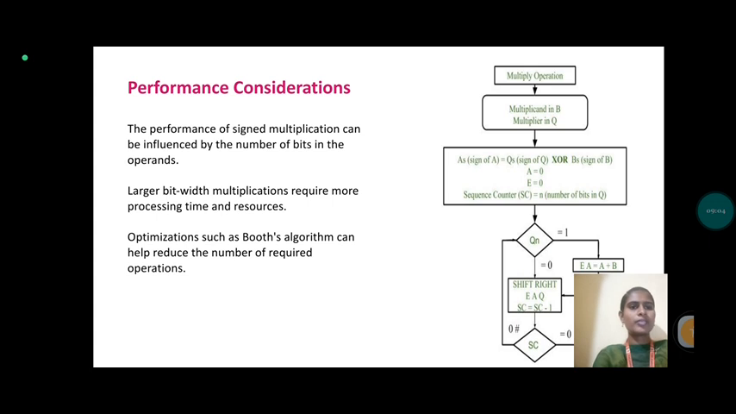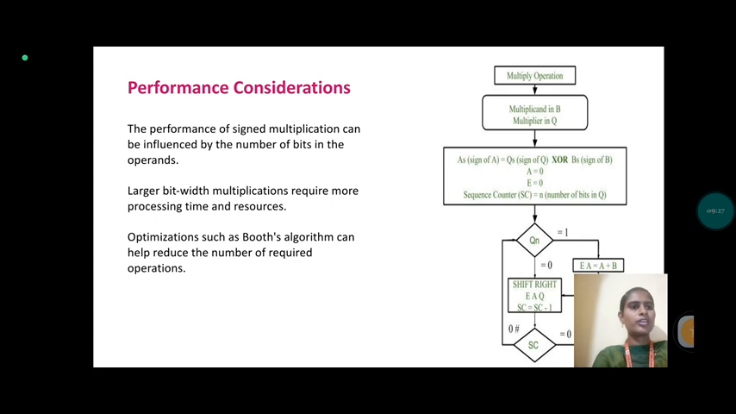Then next, performance consideration. The performance of signed operations can be influenced by the number of bits in the operands. Large bit width multiplications require more processing time and resources. Optimizations such as the Booth algorithm can help reduce the number of required operations.